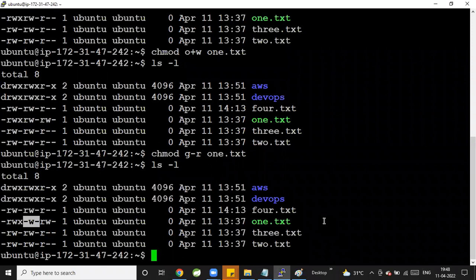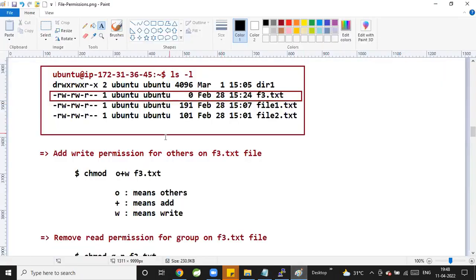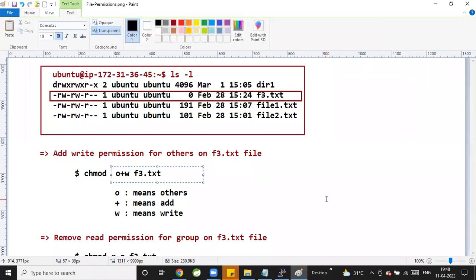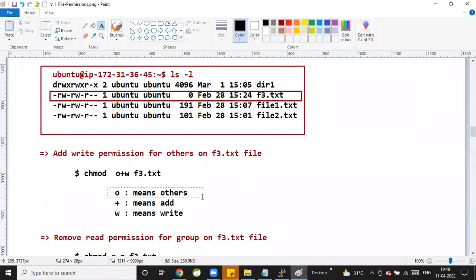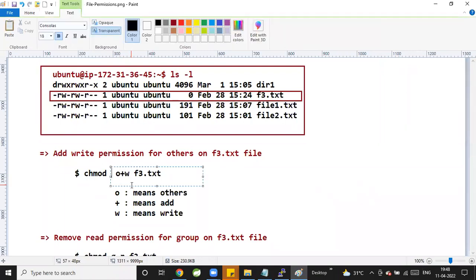So you understand how to add a permission and how to remove a permission for users, groups, and others, right? That is what I have discussed here. Add write permission for others on F3. Others means o, write means w. o plus w: o means others, plus means add, w means write. o plus w means adding write permission for others.